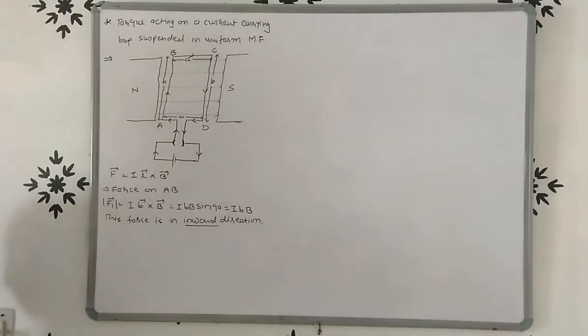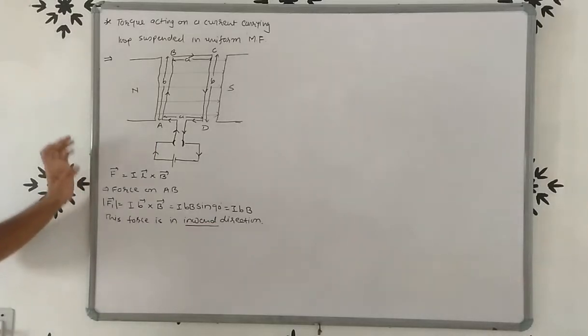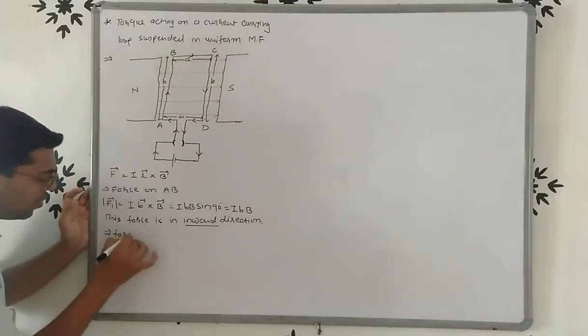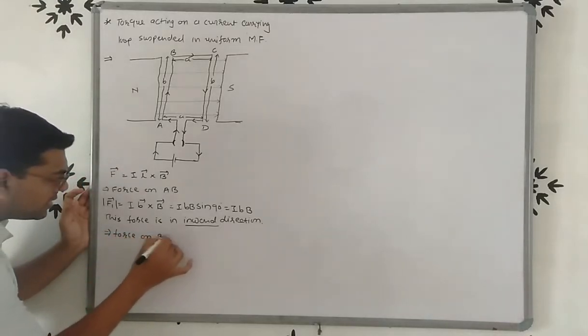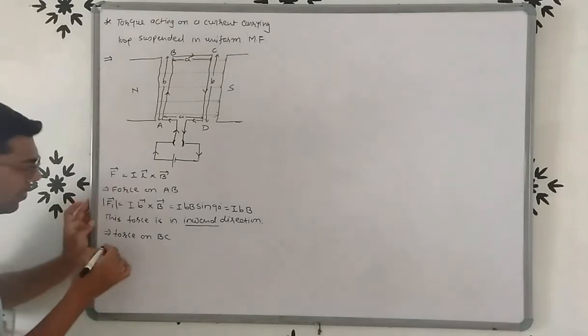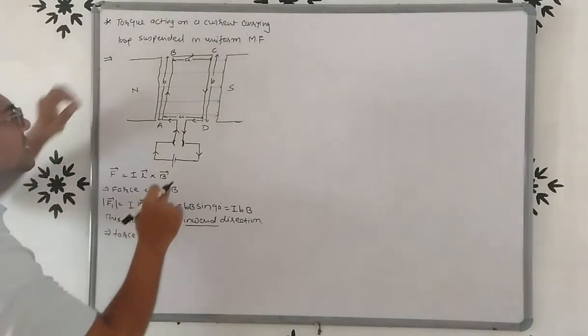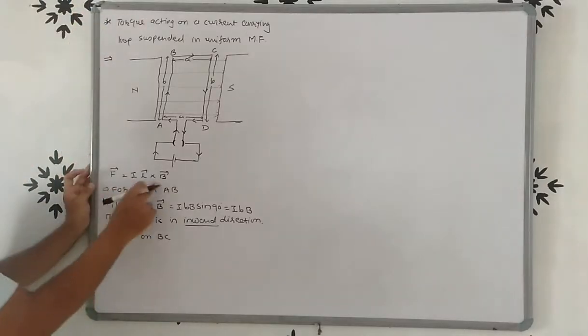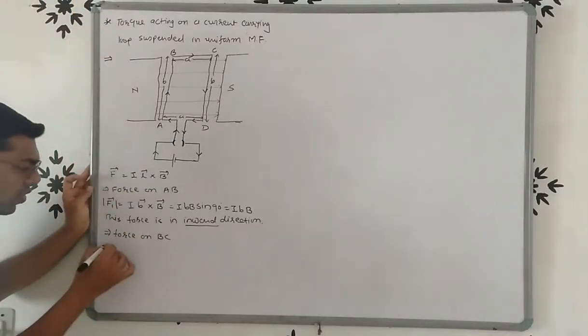Now we have to find the force on BC. To find the force on BC, friends, once again we use the formula I L cross B. So the force on BC will be like this, F2.